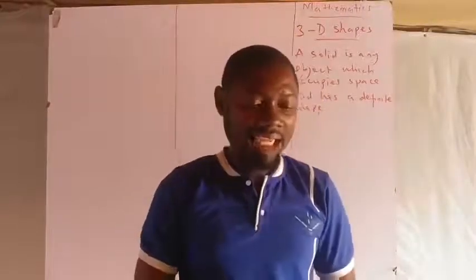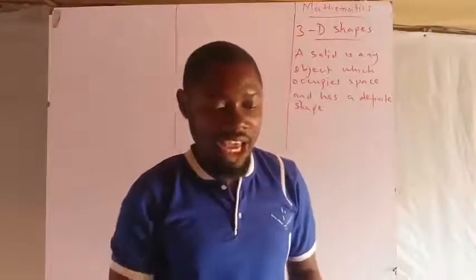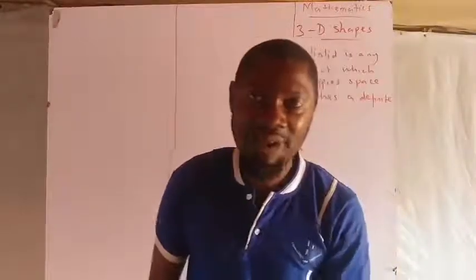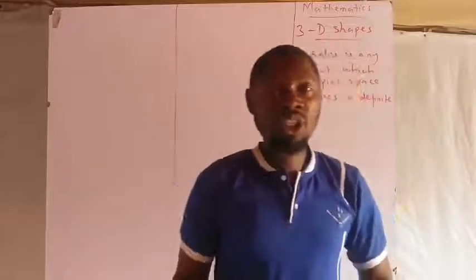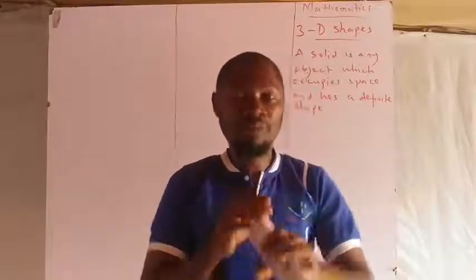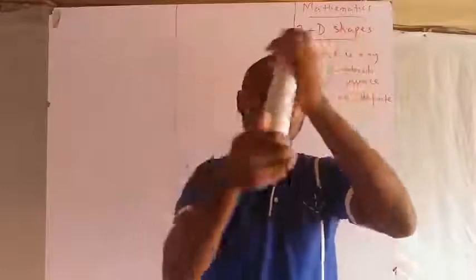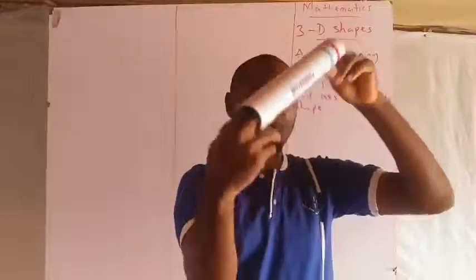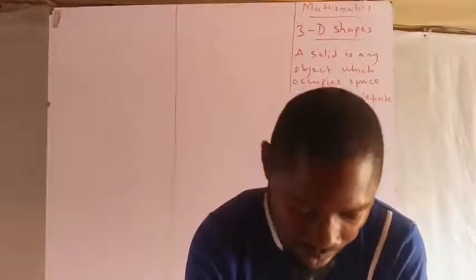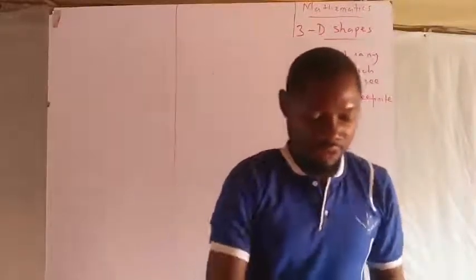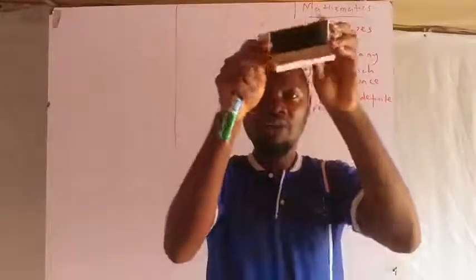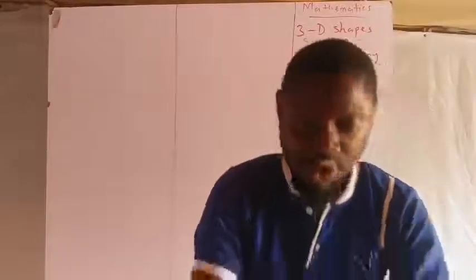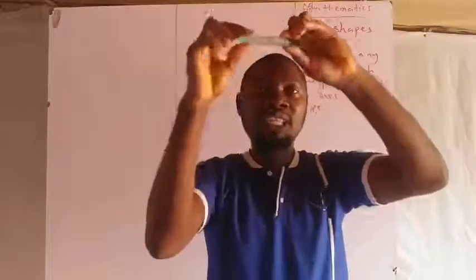Now, when the inside of a solid shape is empty, then we will say that type of shape is a hollow shape. This is a hollow shape. It has a hole. It is not filled. The inside is empty. But this shape is filled. There's no hole inside, but yet it is a solid shape.